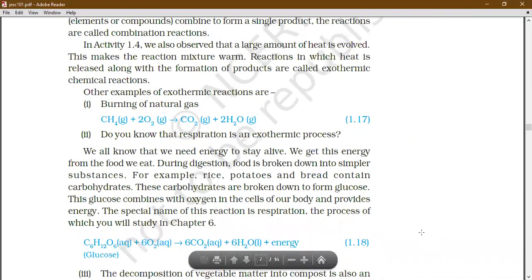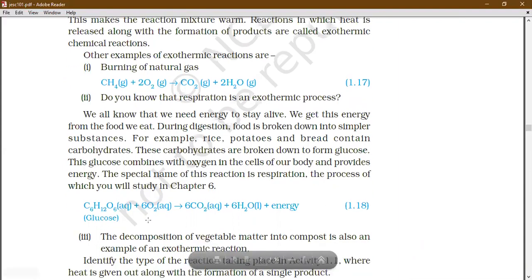We all know that we need energy to stay alive. We get this energy from the food we eat. During digestion, food is broken down into simpler substances. For example, rice, potatoes, and bread contain carbohydrates. These carbohydrates are broken down to form glucose. This glucose combines with oxygen in the cells of our body and provides energy. The special name of this reaction is respiration, the process of which you will study in chapter 6.